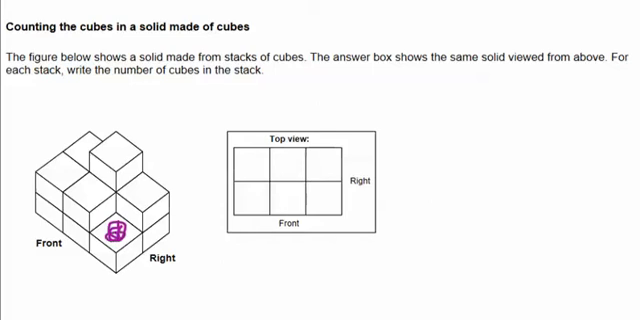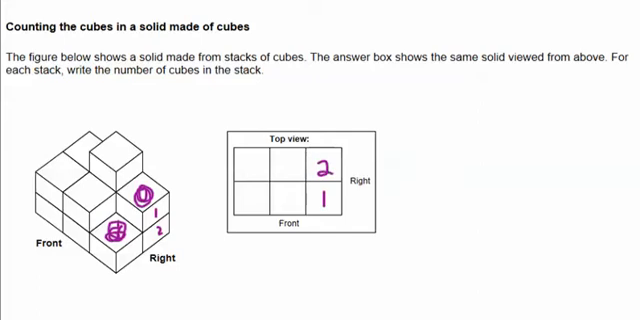Looking down from an aerial view, like you were in a helicopter, there's only one block in this stack. So where the front and the right come together, where you're going to enter your numbers, we enter the number of blocks, which is 1. Then I'm going to move across the right, this way. In this stack, there are 2 blocks. 1 here and 2 here. So in this position, there are 2 blocks.